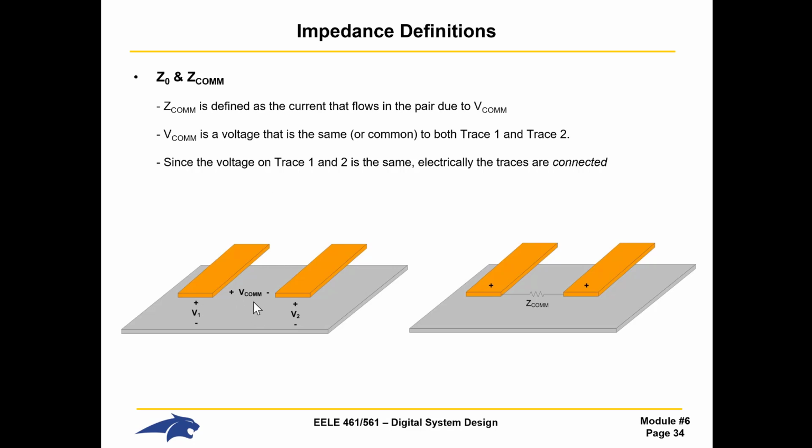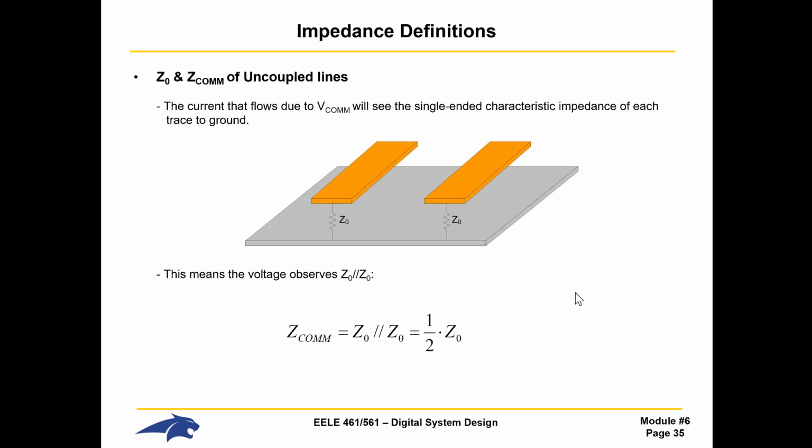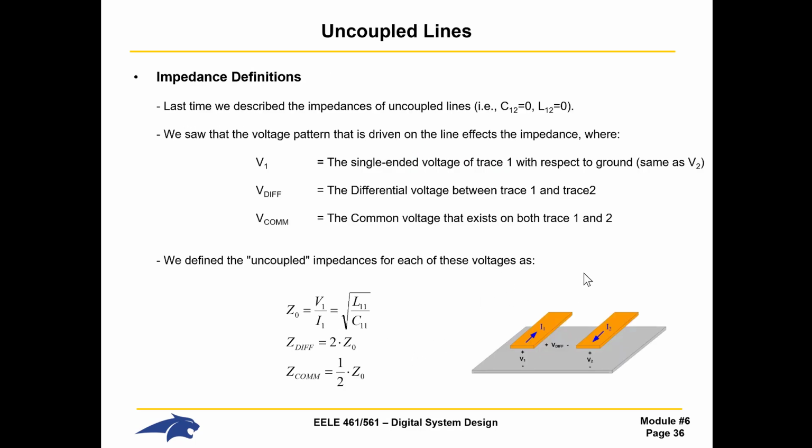What about Z common? Let's relate the common impedance to Z naught. So what is Z common? Well, Z common is the impedance of both trace 1 and trace 2 to ground. Because remember, these are at the same voltage potential, so it's almost like having them shorted together. If you think about what V common looks like with respect to Z naught, Z naught is basically these lines to ground. So Z naught to ground, Z naught to ground. If you assume these two traces were at the same voltage, the V common, what it looks like when you look to ground through both of them is Z naught in parallel with Z naught. So the common mode impedance is actually 1/2 Z naught. Okay, not a big deal. These are just two new terms. We have Z diff and Z common, and that's how they're related to Z naught. Now this is for the uncoupled case.